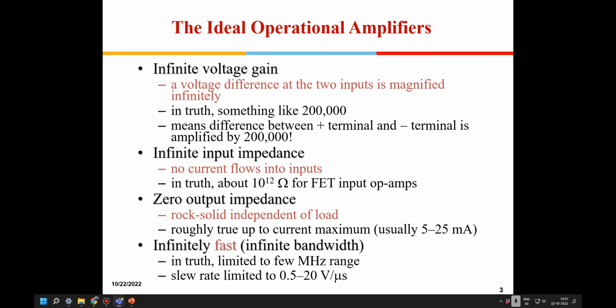Sir, when you say high load, that means low resistance. Yes, correct, it consumes more current. Correct. Okay.